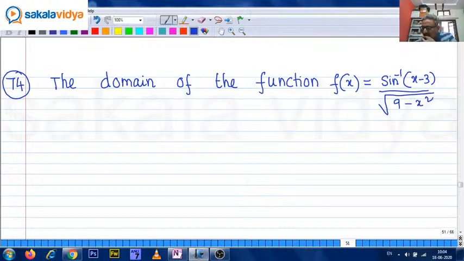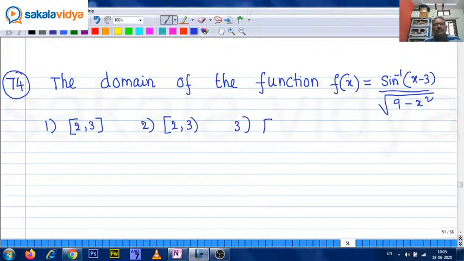So first option 2 to 3, second option 2 to 3 open, third option 1 to 2, fourth option 1 to 2.